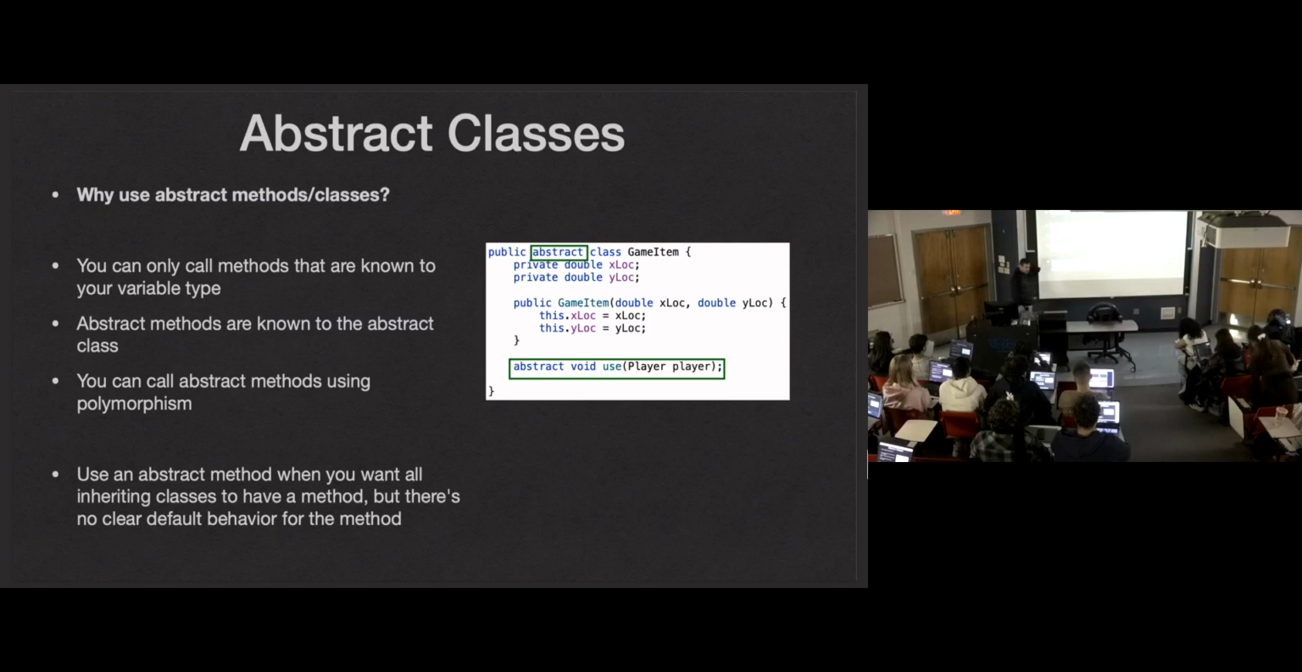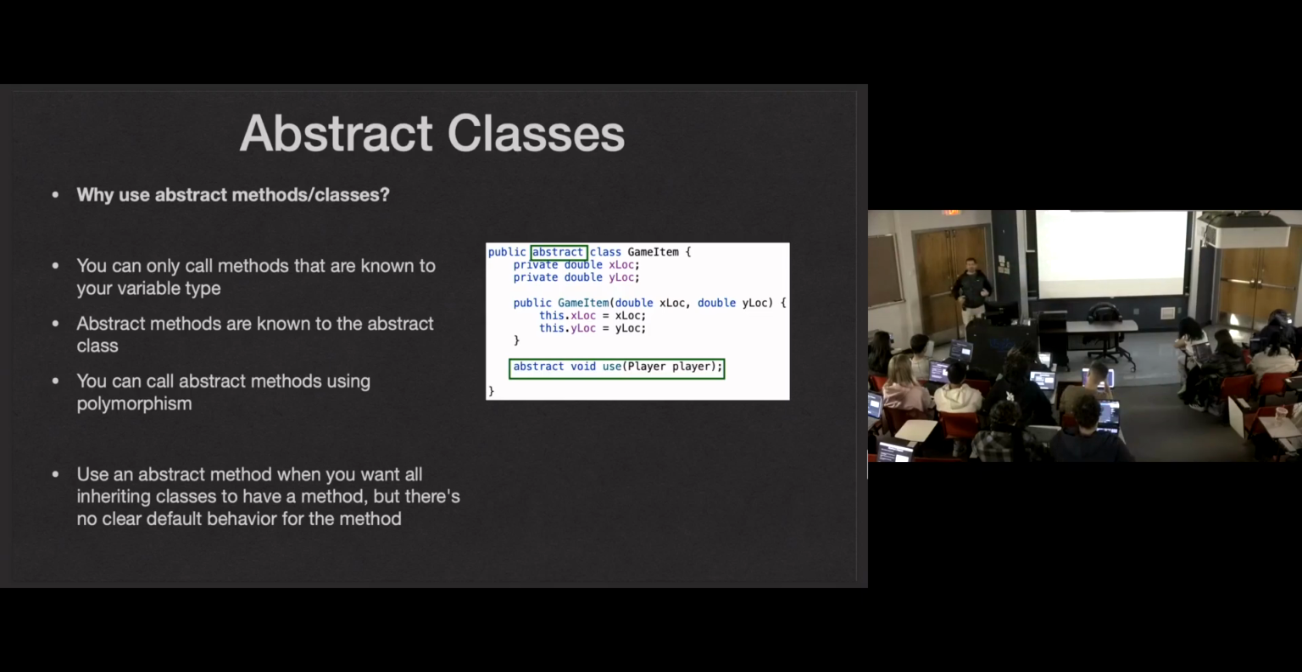So an abstract method is useful when there is no useful default behavior. I don't have any default behavior here that makes sense when any game item is used. I want every single actual game item type to tell me how it's used, what happens when this item is used, because I'm going to have a wide variety of different items. Weapons and health potions are very different things. They're going to do very different things when it's used, so I don't have any default behavior here that makes sense.